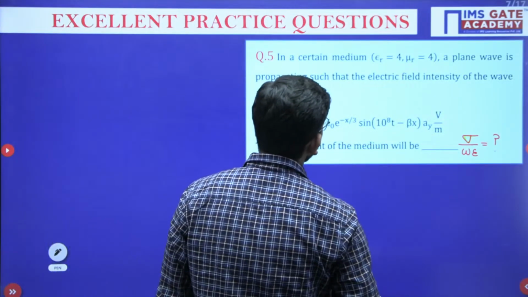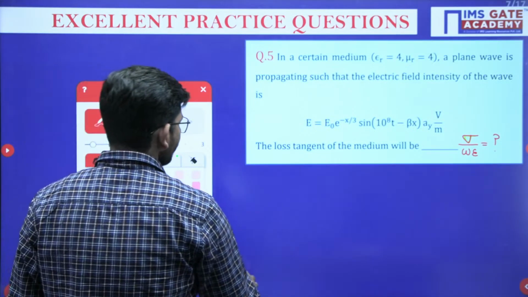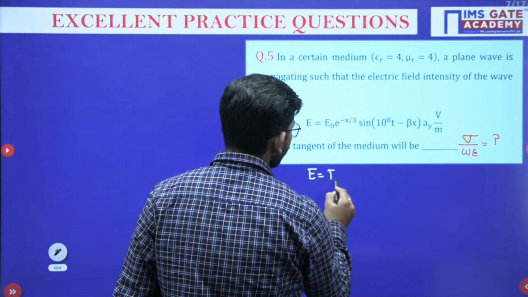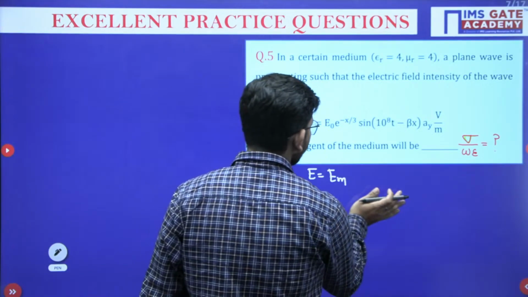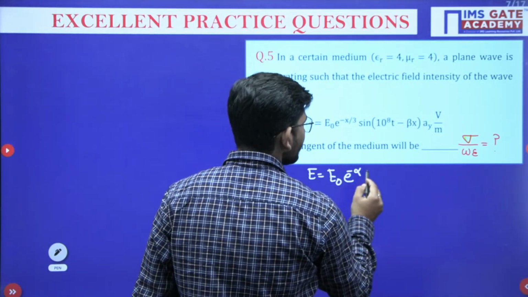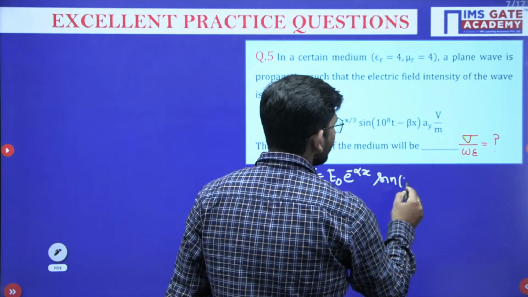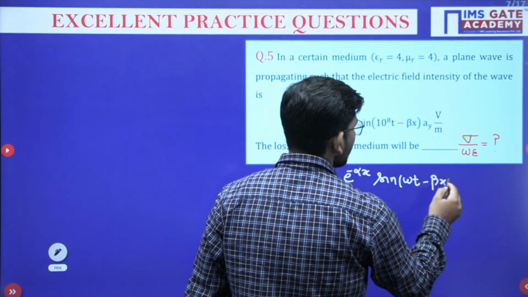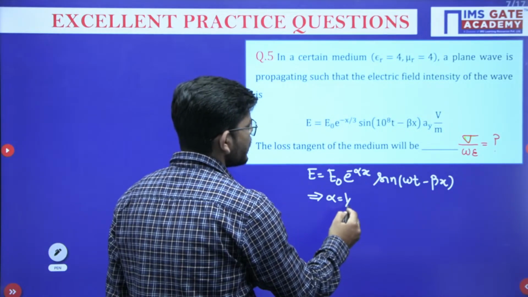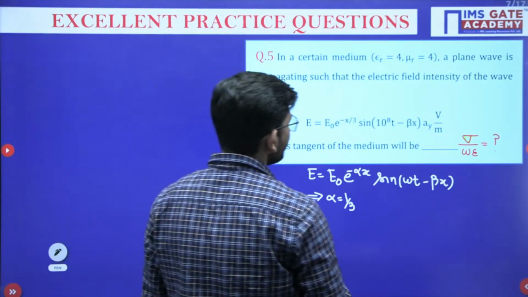So just see the expression of this wave. If we look into the expression of this wave, it can be written like this, isn't it? E is equal to E naught or Em. We used to write Em, but we can also write E naught, that is the maximum value. E to the power minus alpha x, the direction here is x, sine of omega t minus beta x. So if we compare, the value of the attenuation constant is given to us, and that is 1 by 3. So this is not a perfect dielectric, and alpha is 1 by 3.